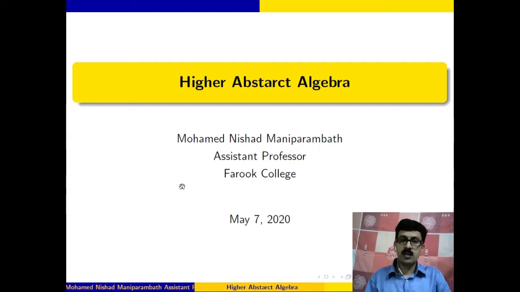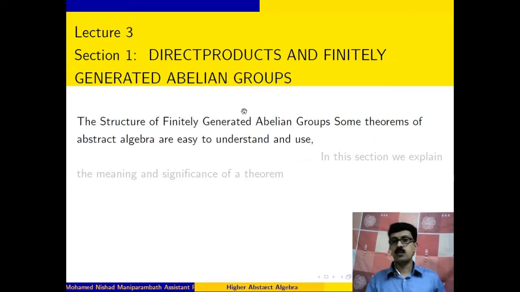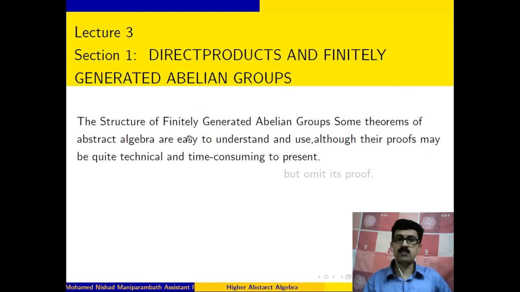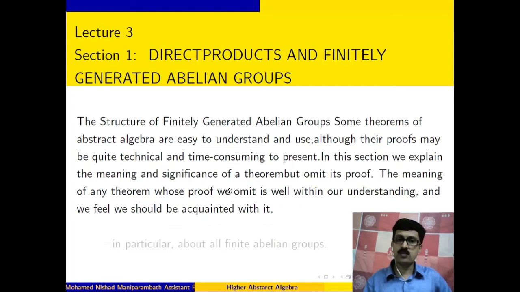Today, in my lecture 3, I'm discussing session 1, the last part: direct products and finitely generated abelian groups. In the last class, we discussed the structure of finitely generated abelian groups. Some theorems of abstract algebra are easy to understand and use, although their proofs may be quite technical and time consuming to present. In this session, we explain the meaning and significance of the theorem, and we omit the proof. The meaning of any theorem whose proof we omit is well within our understanding, and we feel we should be acquainted with it.